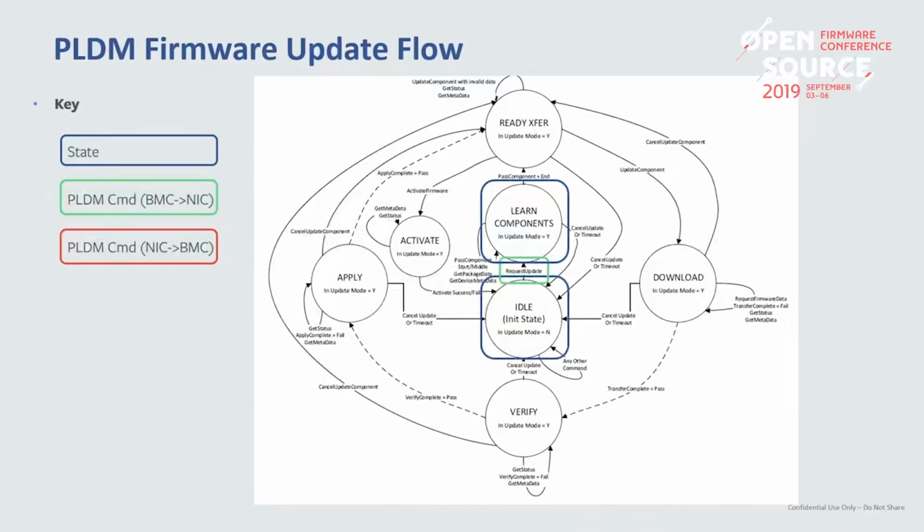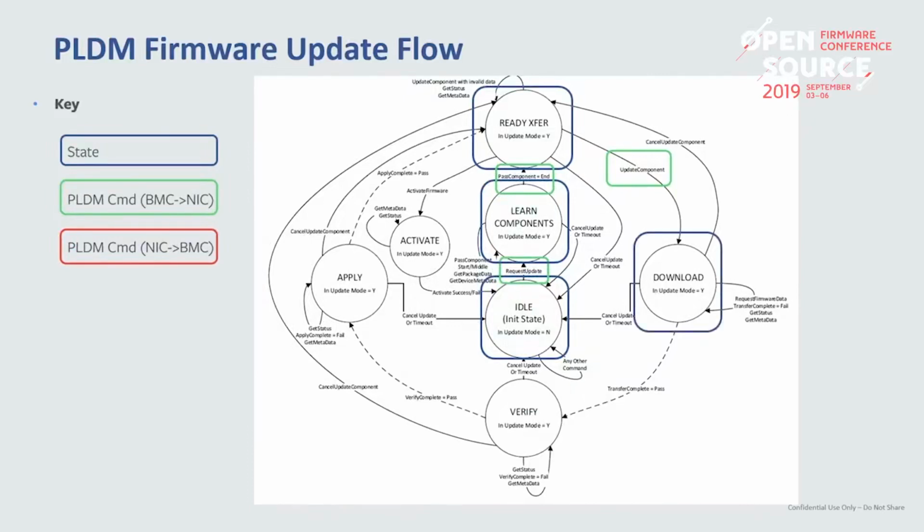Once we're in the learn component state, BMC sends data to the device describing what component I'm about to update and what the size of the component is. So basically it provides the metadata to the device. Once this is done, we're in the ready transfer state. Then BMC sends another command to say, okay, start the updating process. Up to this time, notice how the device does not send any command to BMC. It's strictly one way, right? BMC sends a command to the device and we advance state.